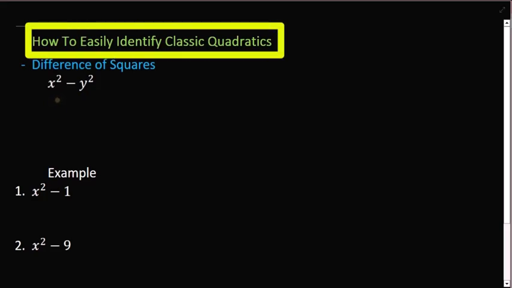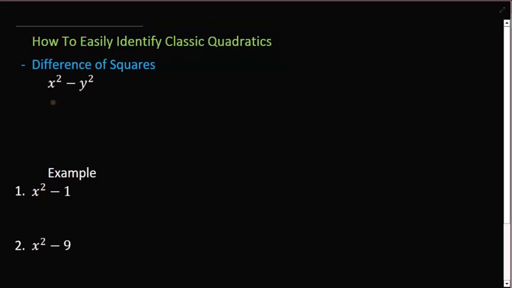How to identify classic quadratics. So the first kind of classic quadratic we're talking about is difference of squares. It talks about how we can simplify two squares that are subtracting each other, like the word difference of squares. So here we have x squared minus y squared.